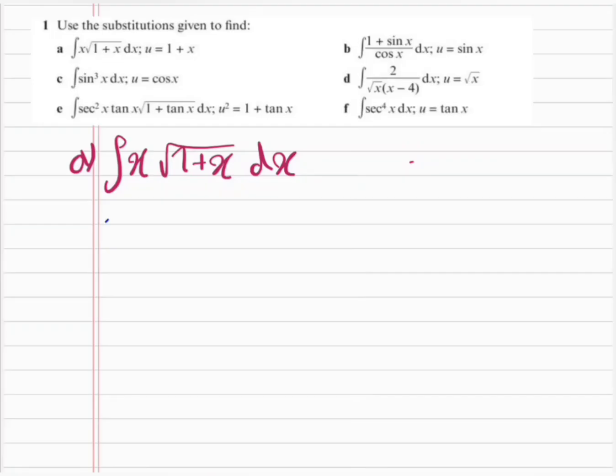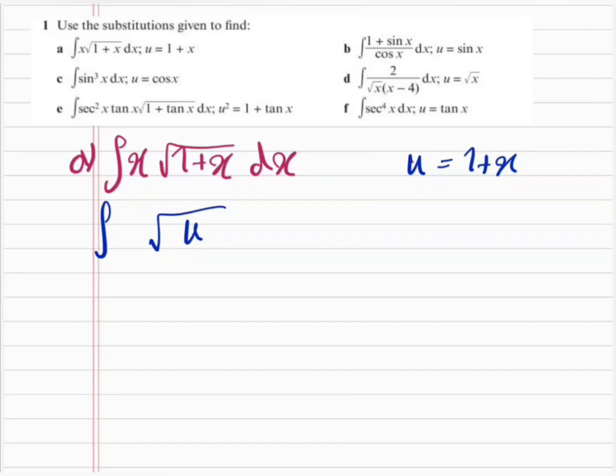Okay, so for the first step, whenever we see 1 plus x, we substitute u. Also remember that the substitution is u is equal to 1 plus x. So instead of this term with a square root, we simply write square root of u, because 1 plus x is equal to u.